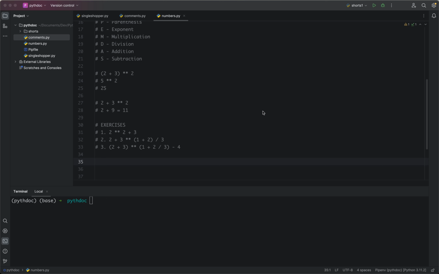The last time I gave you an exercise to solve these problems, and so I just want to quickly go over these exercises before we continue with our video series. So the first one here is this: 2 raised to power 2 plus 3.